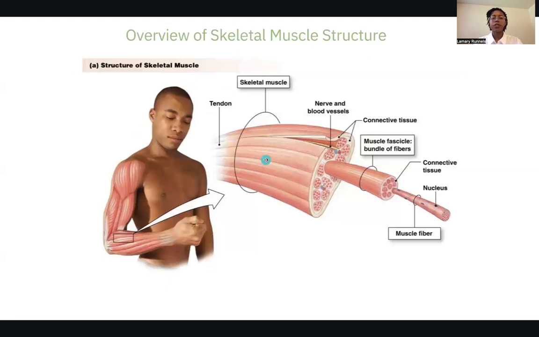So for the structure of the skeletal muscle, you have the tendon and the overall skeletal muscle. And inside of each skeletal muscle, you have these muscle fascicles, which are a bundle of fibers. And inside the bundle of fibers, you have individual muscle fibers that have the nuclei on them.